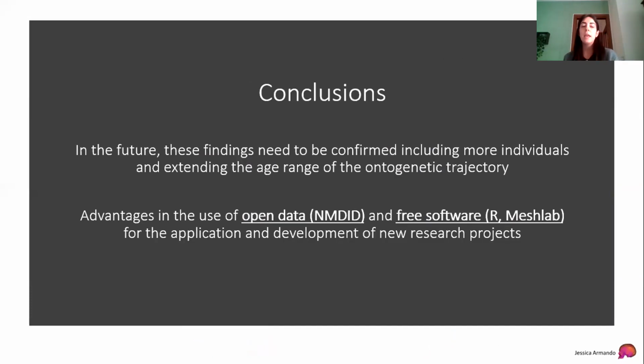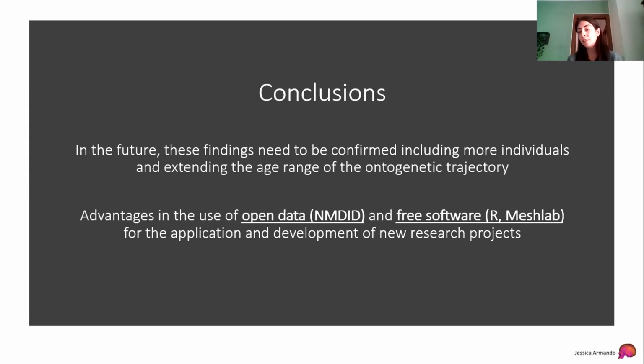So to conclude, in the future, our results need to be confirmed. So including more individuals, using a bigger sample, and also extending the age range of the ontogenic trajectory, including individuals from 4 to 7 years old.